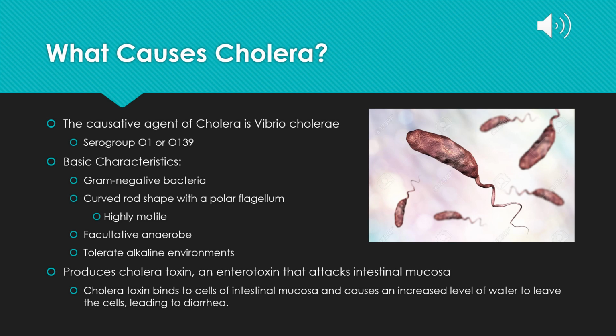Vibrio cholerae produces an enterotoxin called cholera toxin, which targets intestinal mucosa. It does this by binding to the cells of intestinal mucosa and causes an increase in the amount of water that exits cells, leading to diarrhea.